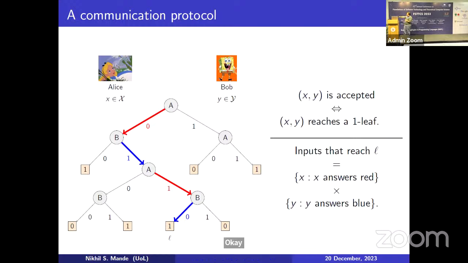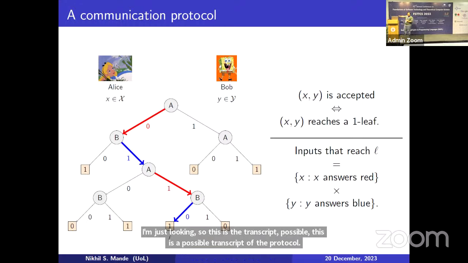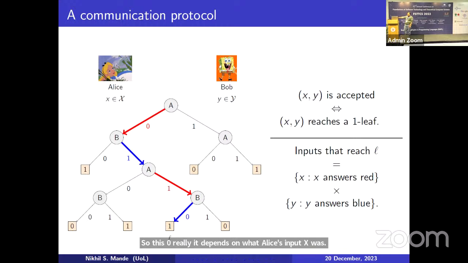No. So the zero is the bit that Alice sends to Bob that depends on her input x. So this is a possible transcript of the protocol. So this zero really depends on what Alice's input x was. This one really depends on what Bob's input y was. So there is a set of (x, y) pairs for which the protocol has this particular transcript that leads to this leaf. I'm saying that set of (x, y) that lead there is a monochromatic rectangle.